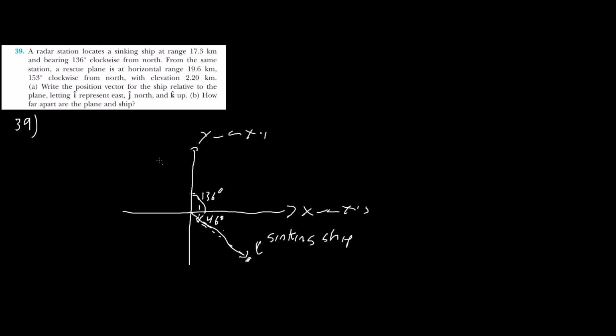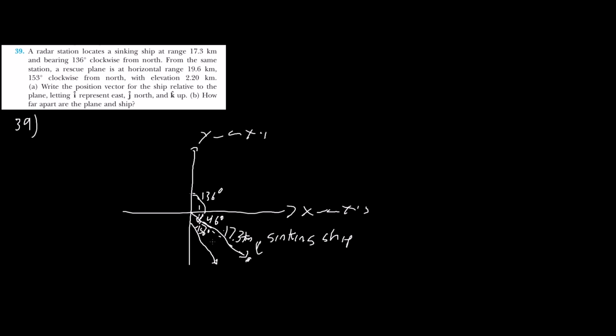I'm just not used to this, but I can work with it. A rescue plane, I can figure everything out. It's at a horizontal range of 19.6 kilometers. Oh, and that's the other thing, this is 17.3 kilometers. So a rescue plane is at a horizontal range of 19.6 kilometers, direction from 156 degrees. So whatever it is, 156 degrees is going to be somewhere in here, and I don't know where the direction is going to be, but that's going to be 156 degrees.